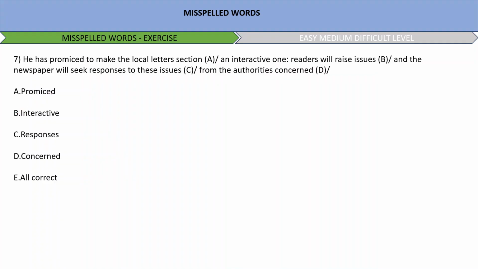Next, he has promised to make the local letters section an interactive one. Readers will raise issues and the newspapers will seek responses to these issues from the authorities concerned. So the error is definitely A, promised. Spelling error.